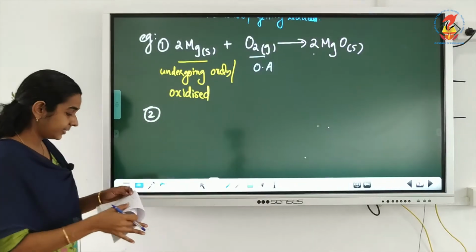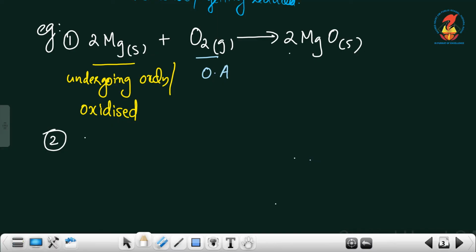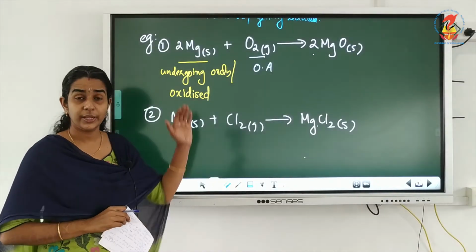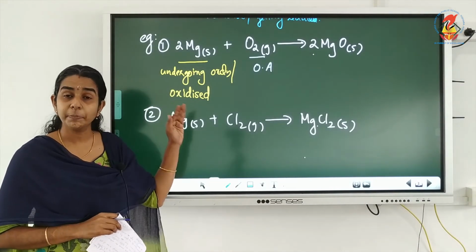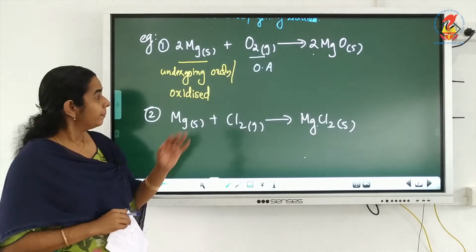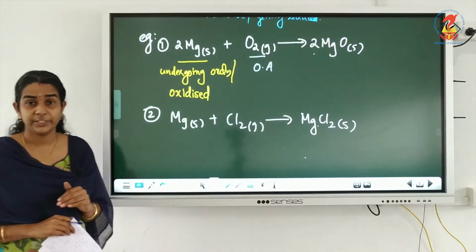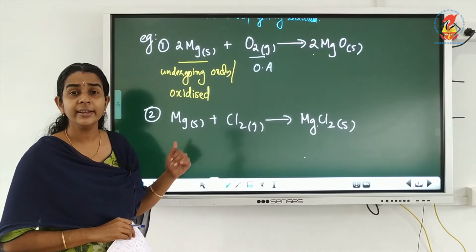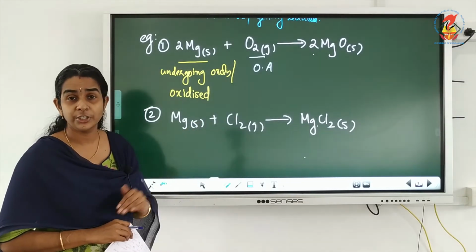Another example is Mg solid plus Cl2 gas giving MgCl2 solid. In the first equation, we explained oxidation in terms of addition of oxygen. But now see the second equation. Can you see any oxygen in the second equation? No. So how can we check whether there is oxidation or not?